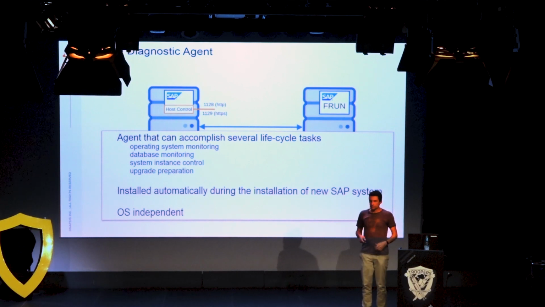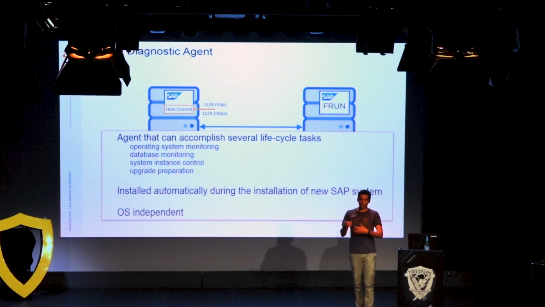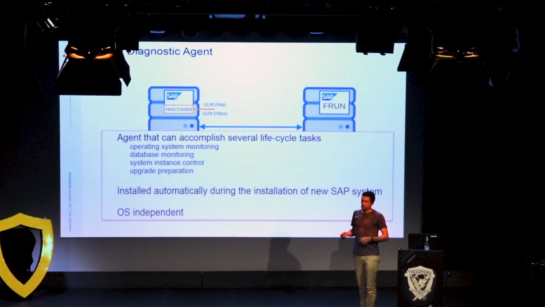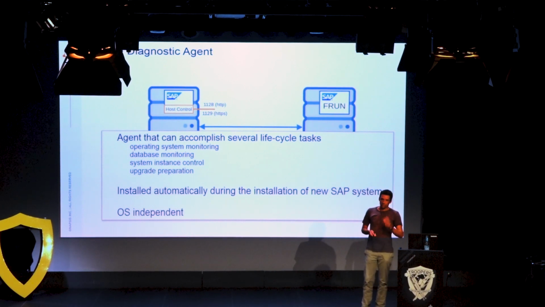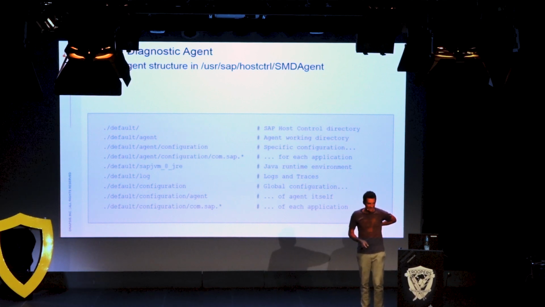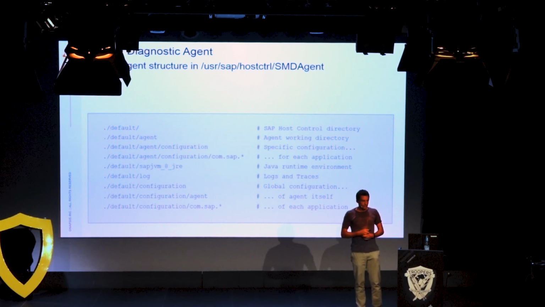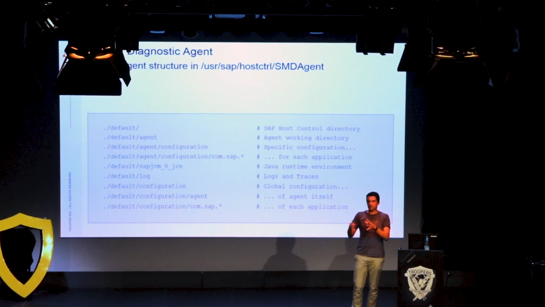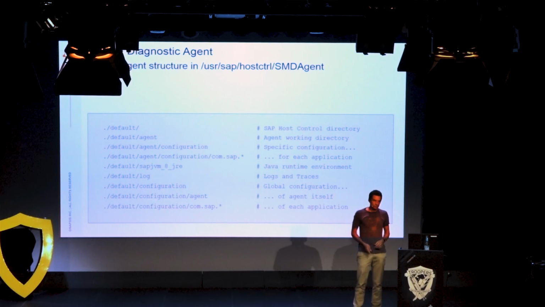It's actually listening on two ports, 1128 for HTTP and 1129 for HTTPS, and you can communicate with a few web services. Around 99% of the web services are authenticated. Not all, but the most interesting ones. Okay, this is just a few words about the host control. We'll come back to it later. So, about the agent, this is the output of the installation directory, where you can find log files, configuration files, etc. So this is very classical.